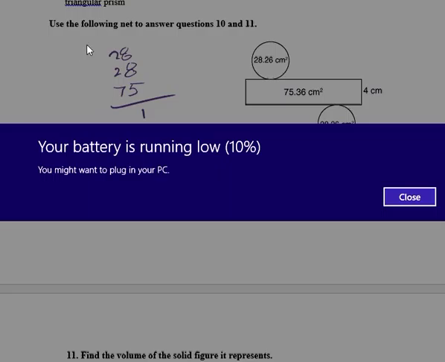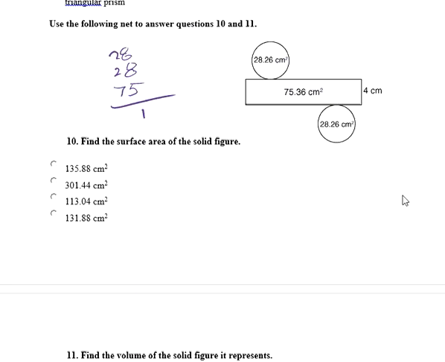Uh-oh. Battery's running low. See if I can finish this in time. That's my goal. I didn't bring my power cord.